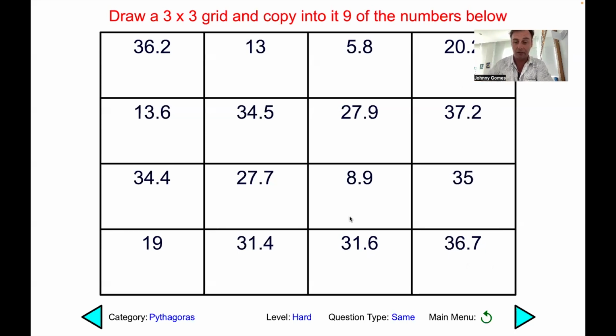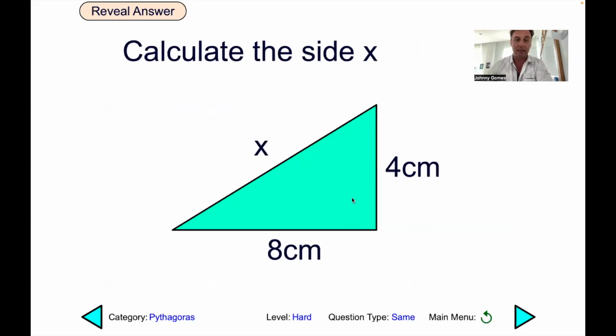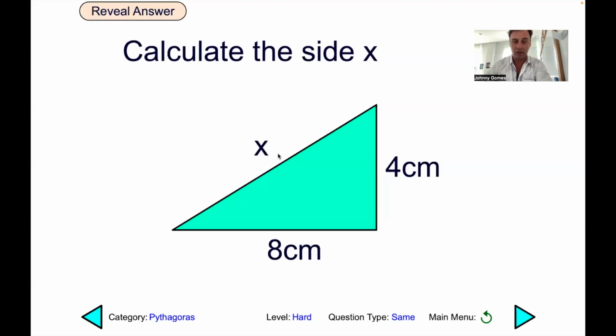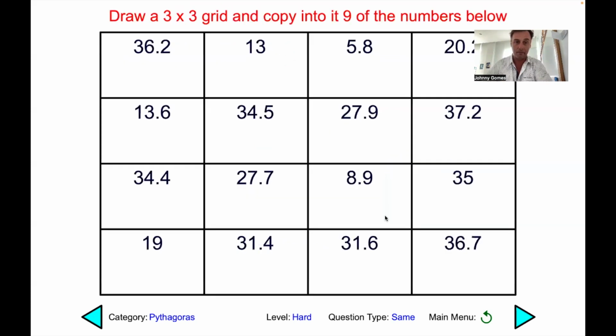So let's go for the first question. We're asked to calculate x, so 8 squared plus 4 squared and square root, and we get our answer, 8.9. So we're going to find 8.9 is in one of these. There it is there. Now I'm going to go 16 questions in: 1, 2, 3, 4, 5, 6, 7, 8, 9, 10, 11, 12, 13, 14, 15, 16. If I reveal the answer there, 31.6, and go back, we should find 31.6 in there.